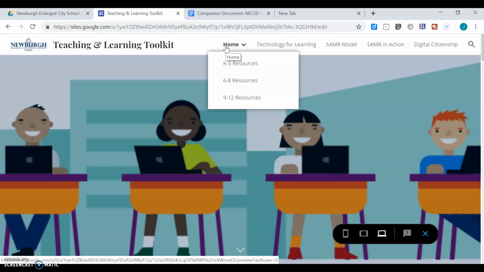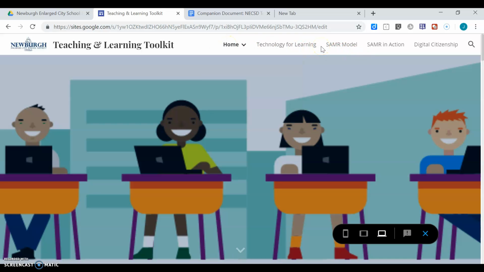So there are two ways that as a user you could access the site's content. One is by this drop-down menu, which allows you to access content by grade level. And then the second is by choosing one of these pages in the menu at the top. Both of them will take you to content. We figured some people might relate more to the grade level piece. Other people might be in search of specific content.